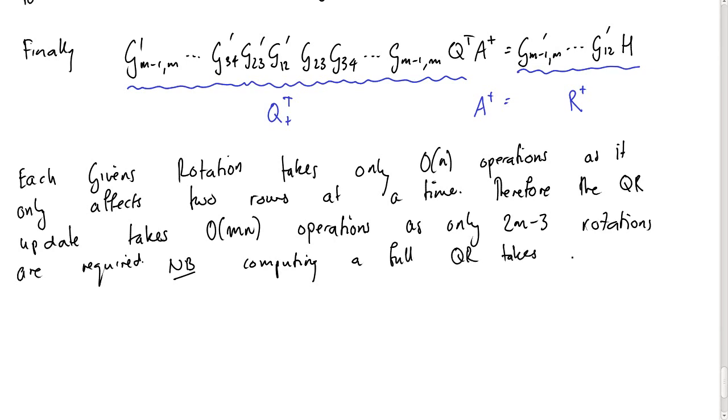It takes order m cubed steps, operations. Okay, so once again, updating our QR factors is much cheaper than recomputing the QR factorization from scratch.